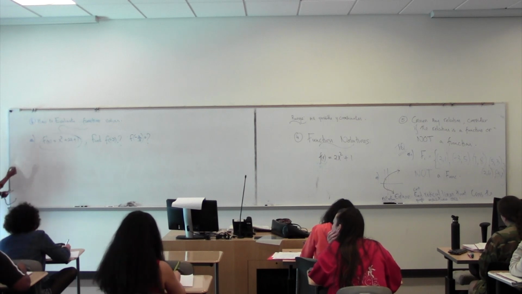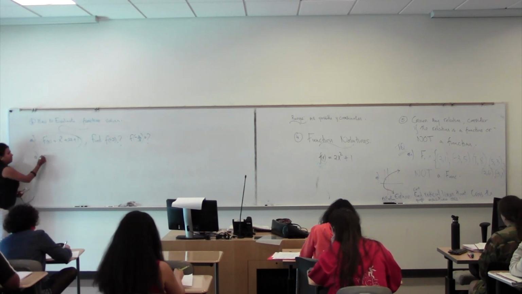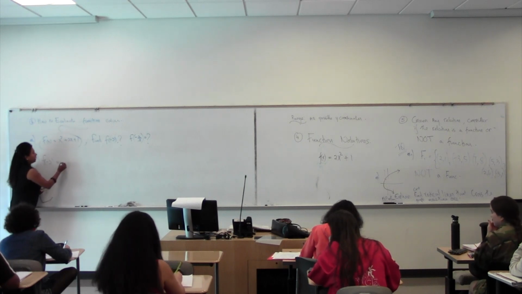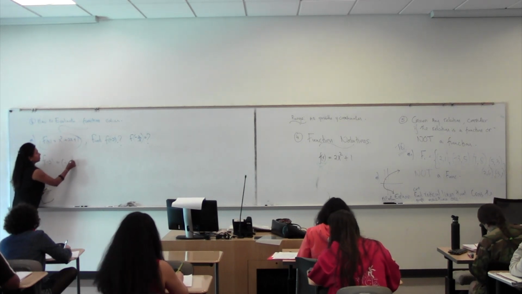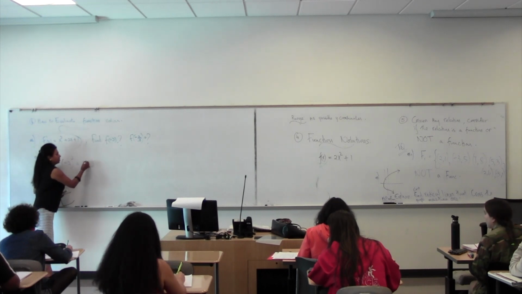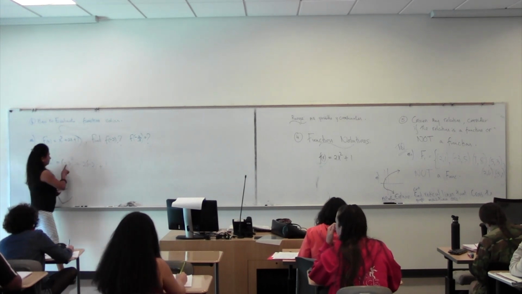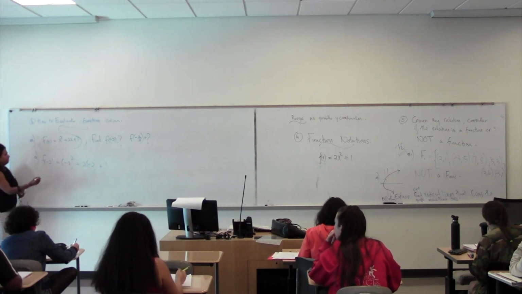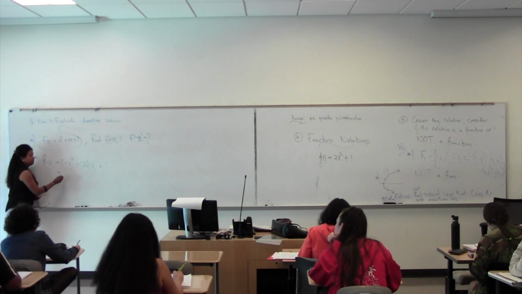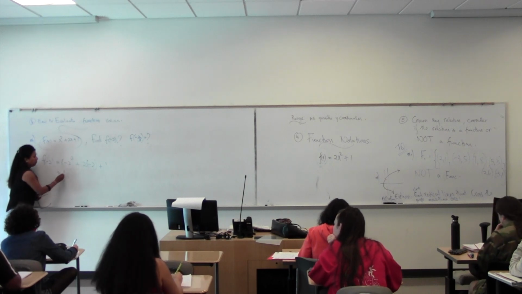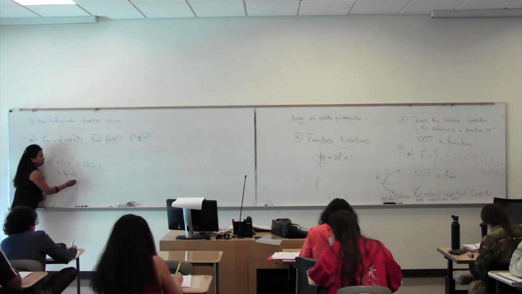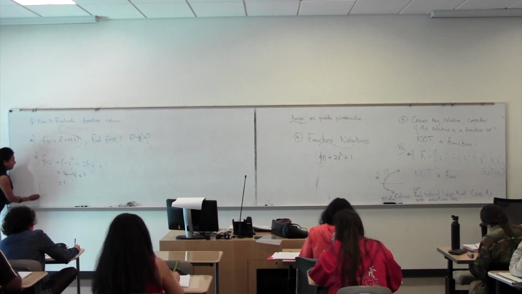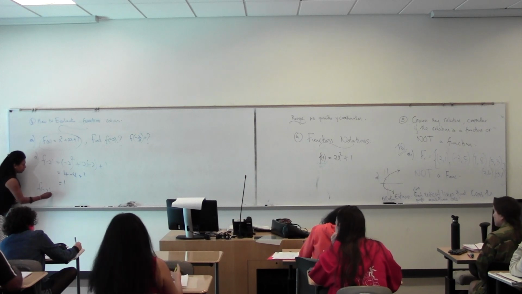So what is the input, the first part? Negative 2. If the input is negative 2, what's going to be my output? You have to substitute it really correctly here. If it's a negative number, write parentheses. So what do I get here? This is 4 minus 4 plus 1, and it is 1. So f of negative 2 is equal to 1.